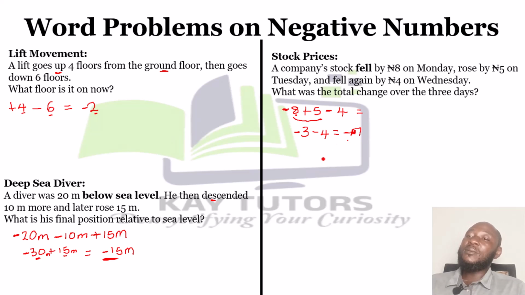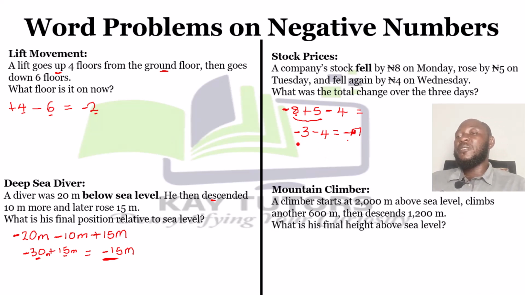Now the last example here is a mountain climber starts at 2,000 above sea level, climbs another 600 meters, then descends 1,200 meters. What is his final height above sea level? I expect you to solve this question and drop your answer in the comment section. Once you get the answer, you'll get a thumbs up from K Tutors.